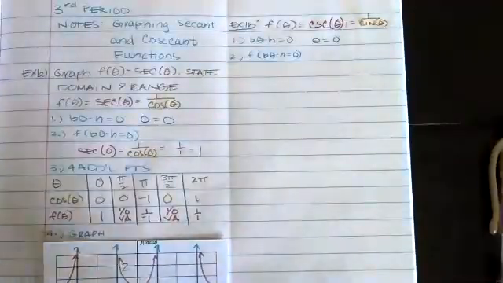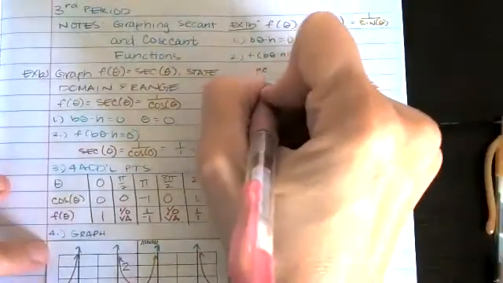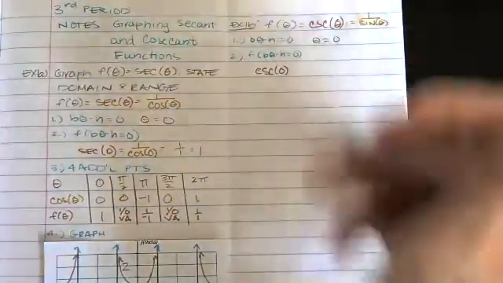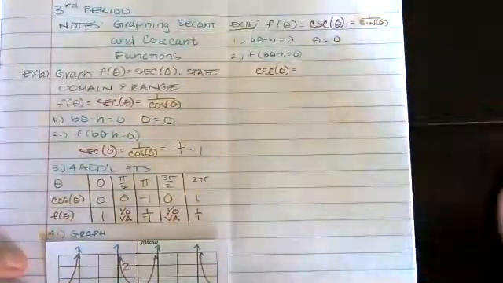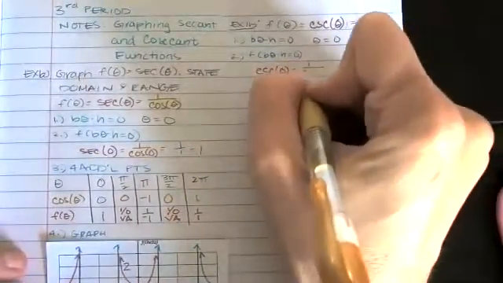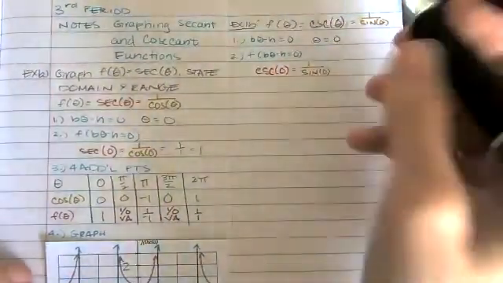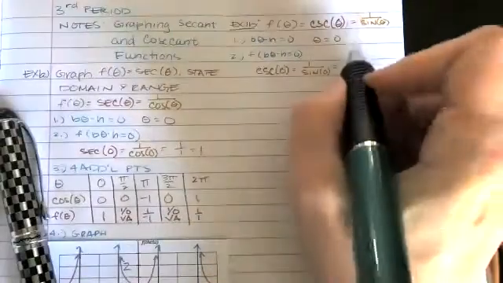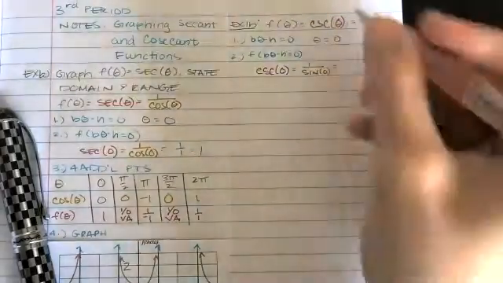So when we do that, we've got the cosecant of theta. So the cosecant of 0, and that equals 1 over the sine of 0. So the sine of 0 happens to be 0. So this is going to be 1 over 0, which gives us a vertical asymptote.